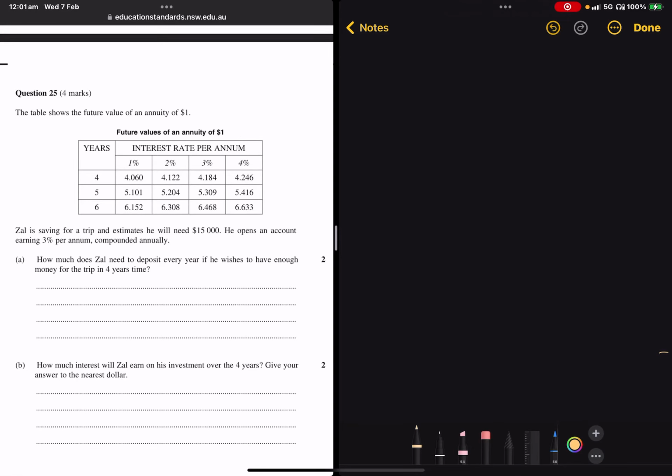Okay, so we're going to have a look at another question from the 2022 HSC Standard 2 Maths paper. So this is question 25. We're told the table shows the future value of an annuity of $1. So this is how much you get at the end of the number of years with the interest rate if you deposit $1 each year.